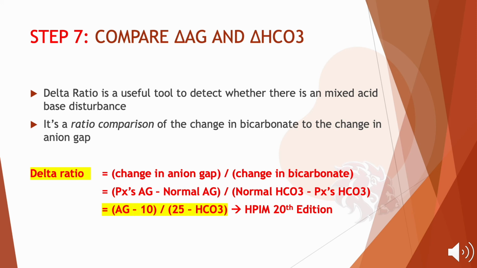Delta ratio is a useful tool to detect whether there is an underlying normal gap metabolic acidosis or an underlying metabolic alkalosis, or simply put, there is a mixed acid-base disturbance. It's a ratio comparison of the change in the bicarbonate to the change in the anion gap. The formula is given below. Delta ratio is equal to the patient's anion gap minus 10 divided by 25 minus bicarbonate. This is the formula from Harrison's Principles of Internal Medicine, 20th edition.